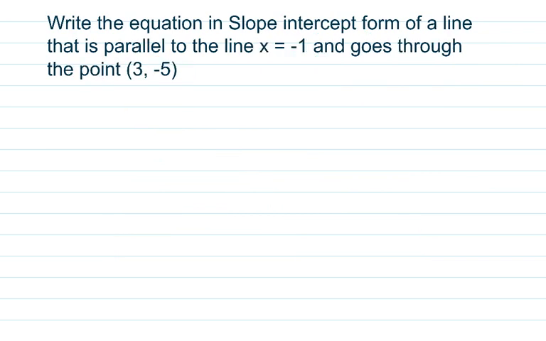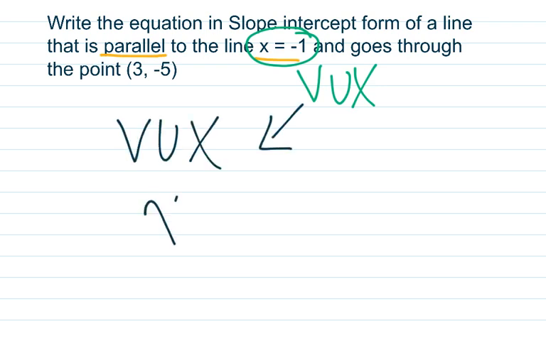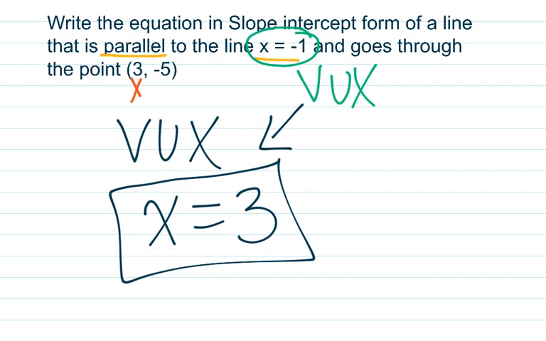Here we have write the equation in slope-intercept form of a line that is parallel to x equals -1 and goes through the point 3, -5. So I think about this, x equals, so I'm going to say I have VUX. Parallel means I have the same slope, so I'm also going to use VUX. So I'm going to use x equals, and then if I look at my x, it's 3. So a line parallel to a vertical line of x equals -1 is going to be x equals 3. A line parallel to a vertical line would also have to be a vertical line. So we get x equals 3.